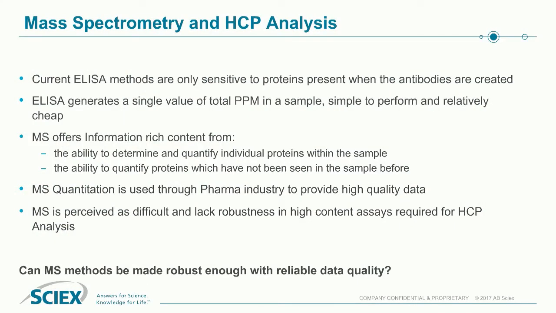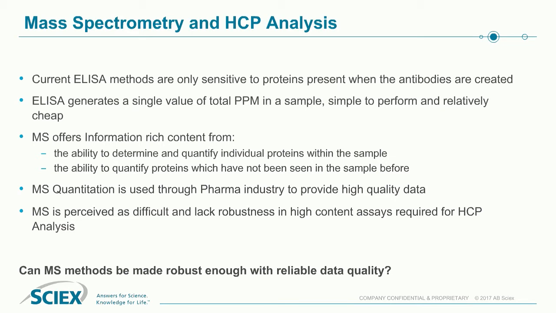Mass spectrometry in host cell protein analysis is increasing its visibility and importance around the world. We understand as a company that ELISA is generally the method of choice for this, with the understanding that you can get single ppm values for samples, generally on the total proteins that are present, and that ELISA is sensitive and relatively easy to perform. Whereas mass spectrometry offers information-rich content, essentially allowing you to provide the quantitation and identification of a vast number of proteins at individual levels instead of in total.